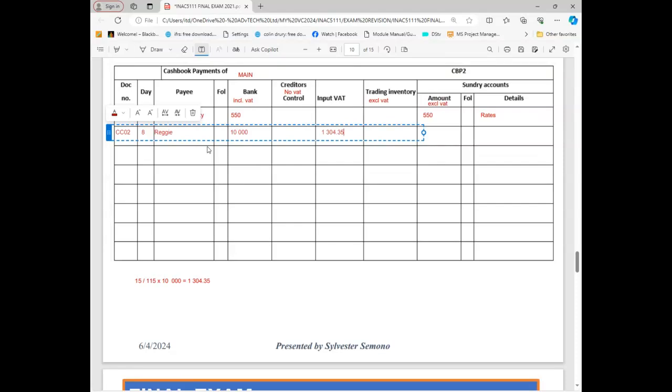And the trading inventory will be the difference between the two amounts, like we've done before. What is the difference between the two amounts? The two amounts is 10,000 minus 1,304, and then the difference will be 8,695. Can you see now? Easy like that. So this is the trading stock that we bought. It is excluding VAT. This is VAT including VAT. Okay. The next one is on the 24th. Let's go and check the next one.